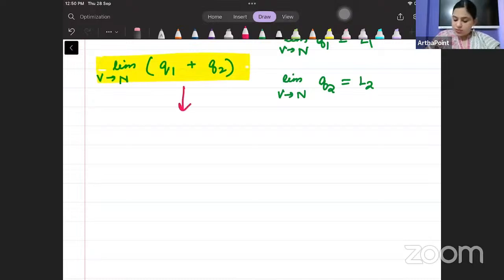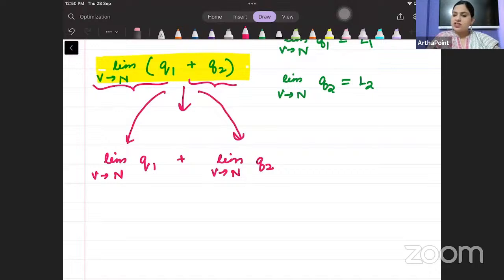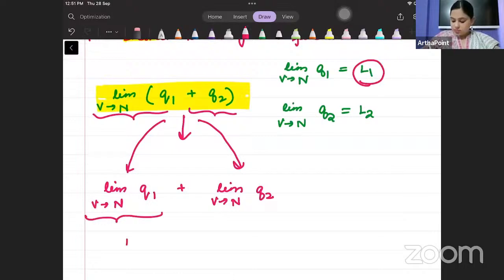So how can I open this up? I can say this will be limit v tends to n q1 plus limit v tends to n q2. इसको मैंने segregate कर दिया है. q1 को separate कर दिया and q2 को separate कर दिया. I've just separated it. बेटा इसकी value is already given to me as L1. इसकी value already given to me as L2. So I can just put an addition sign here. Similarly, if it was subtraction, तो ये subtract हो जाते, ये भी subtract हो जाते, and that is it. Is this clear to everyone?